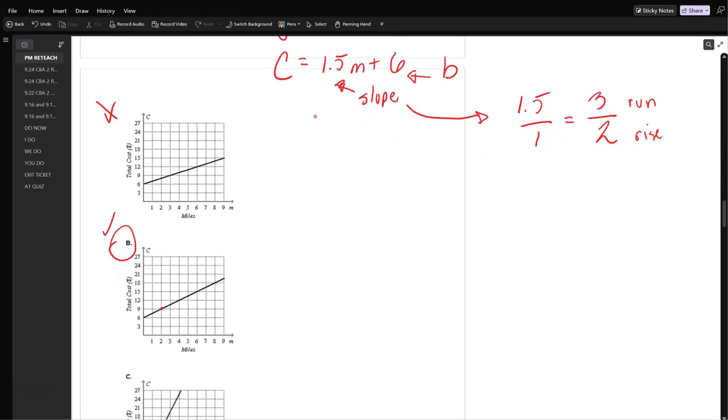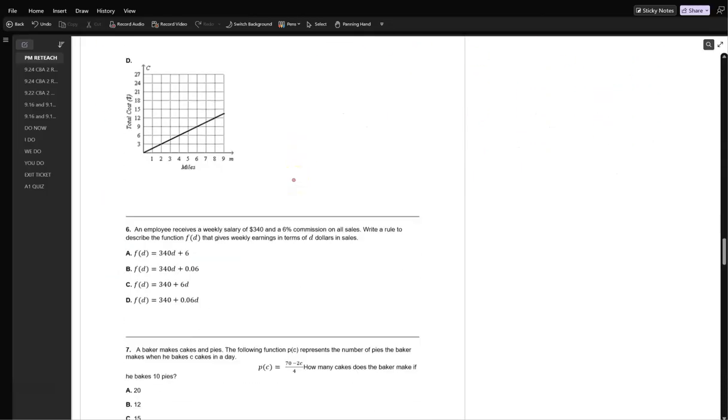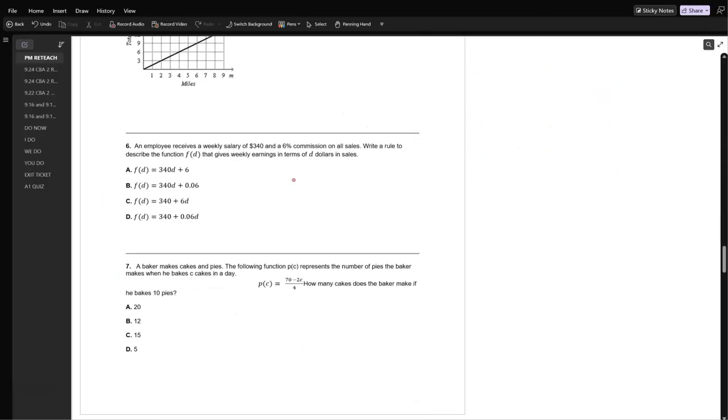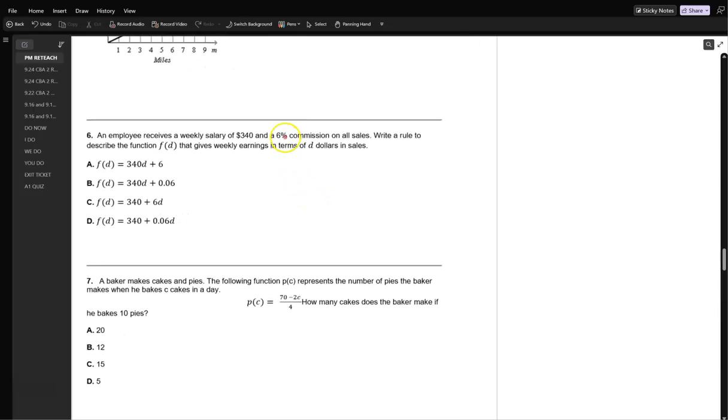Okay. So that mistake that I was starting with, that might be something that may have affected some of you guys. Okay, I'm just reading the graph wrong. Alright, let's take a look at number 6.